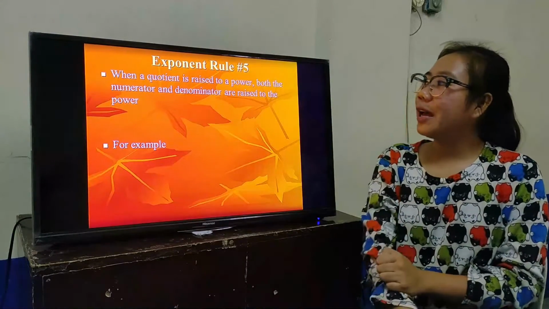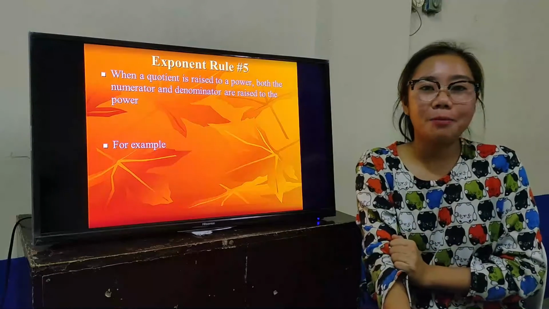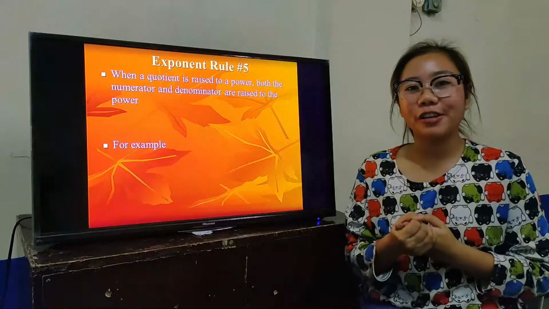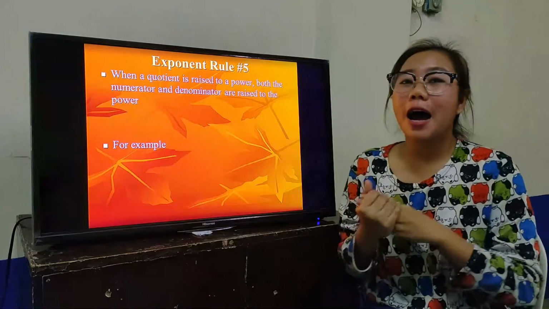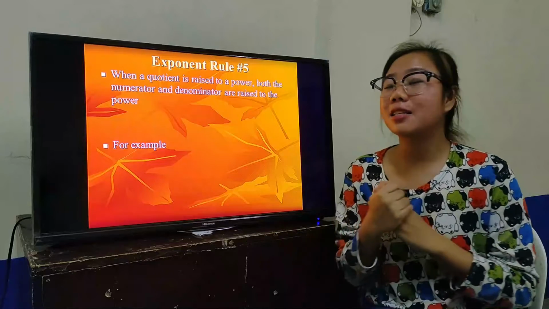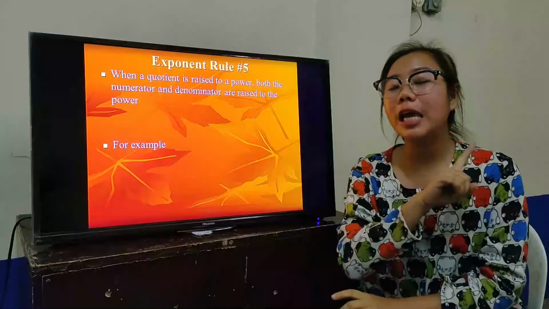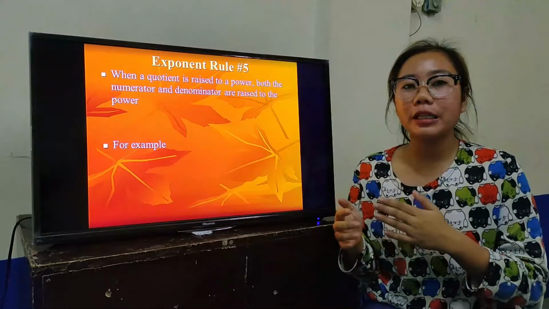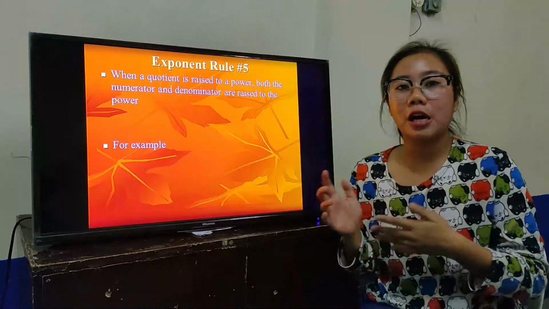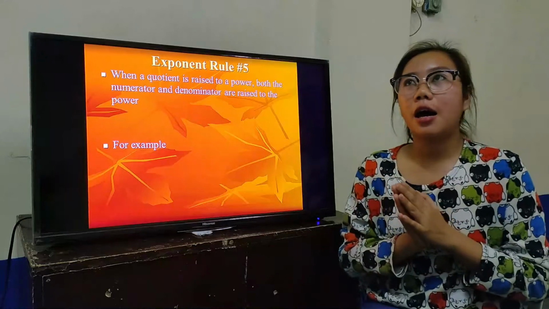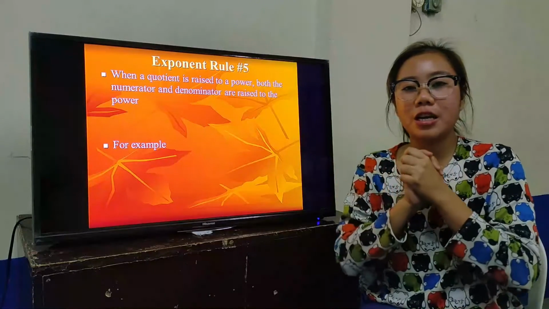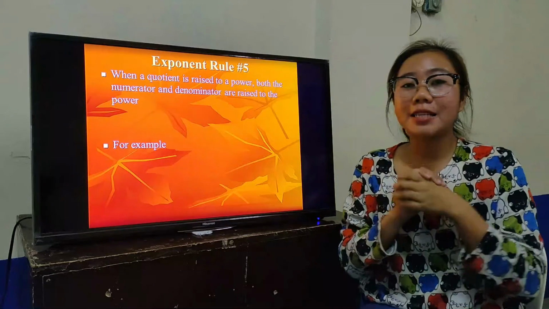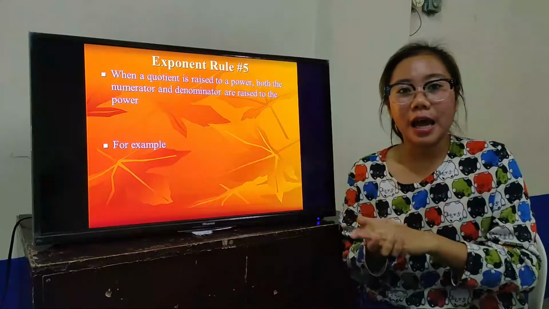So we have exponent rule number 5, but before that, let's end our discussion for today. Tomorrow, I'm going to discuss exponent rule number 5. We only have one rule left. And the following topic that I'm going to discuss about the laws of exponents is just another example for every rule that we have.